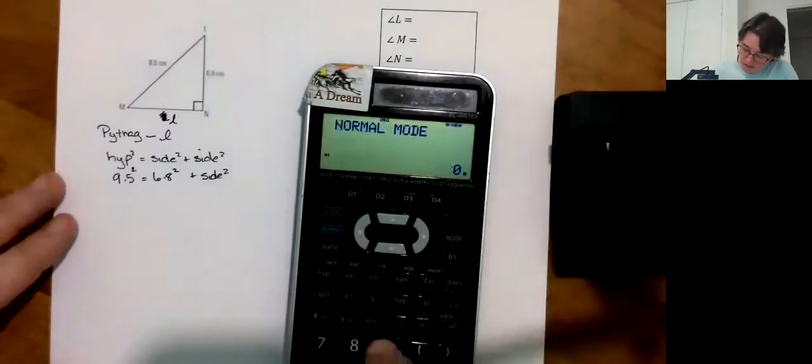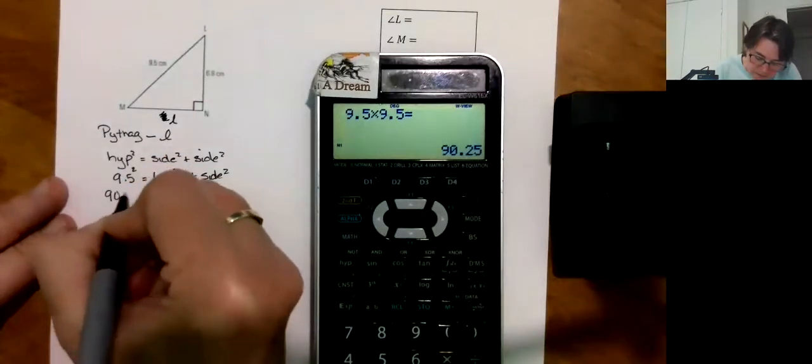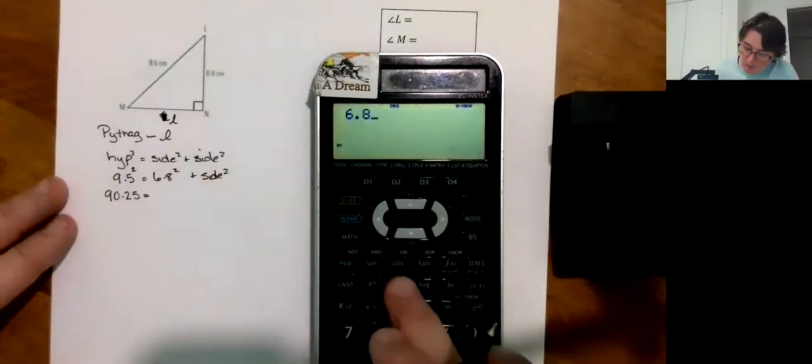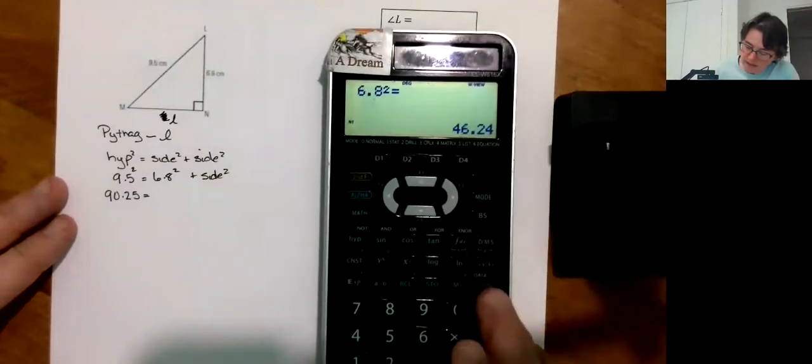All right, 9.5 squared. 9.5 times 9.5. All right, there we go, 90.25. And 6.8 squared, or I can use my squared button, is 46.24.